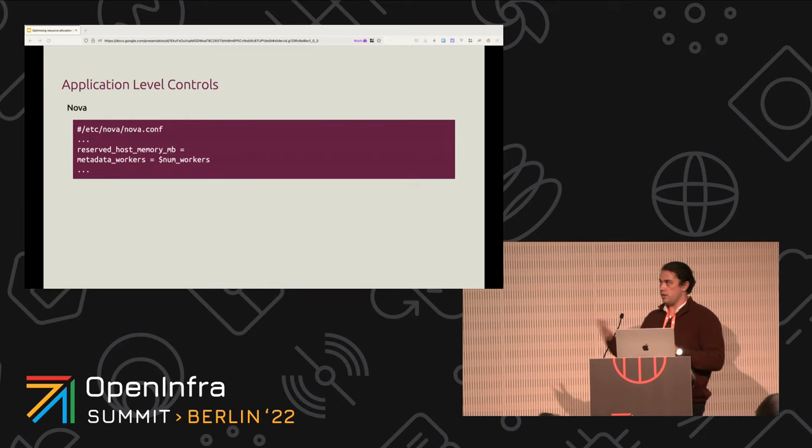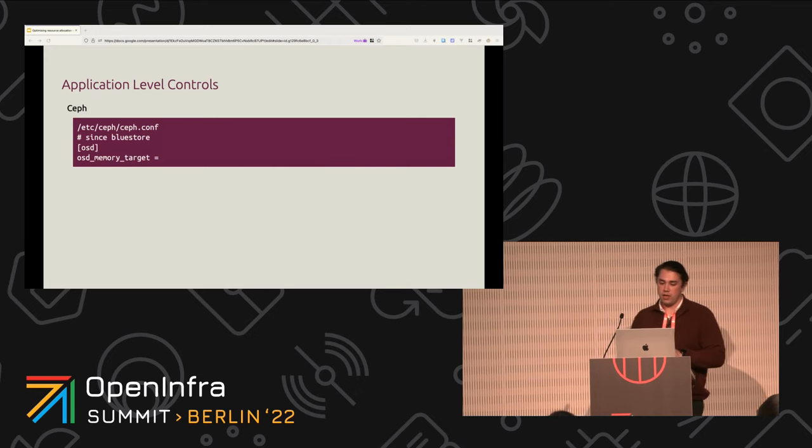The second one is the metadata workers, which, as we saw, can be quite a drag on resources if they're overcommitted, and they should be set appropriately for the environment. This also serves as a timely reminder that scale-related configs can be quite essential, and that you should probably check that they're appropriate for your environment.